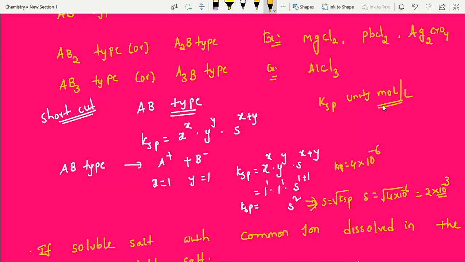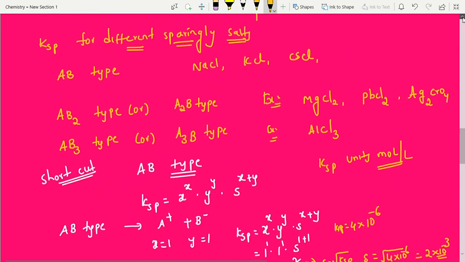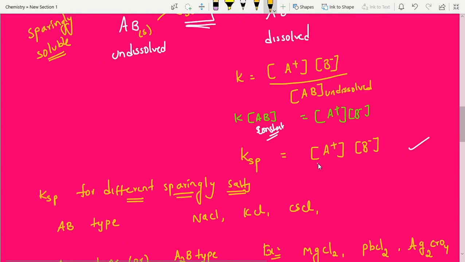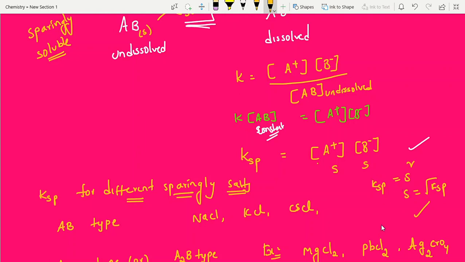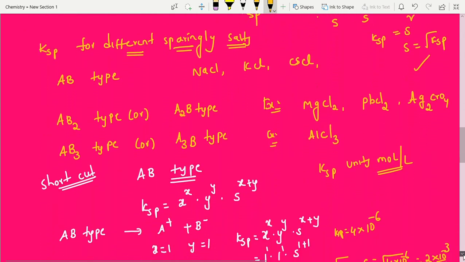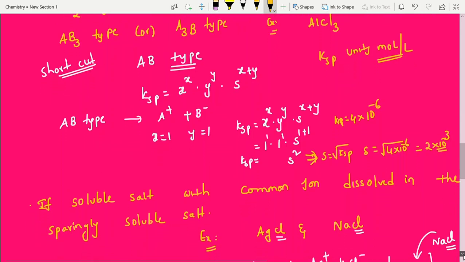The same question you can go in different way. See, here also, some of the students were calculating like this. Concentration of A is S, in terms of S, concentration of B also S, then KSP equal to S square, S equal to root over KSP. This expression also you will get the same one, and what we are using the shortcut also will get the same thing, but better to remember the shortcut. Clear students? Now go through the point and note it down, practice.